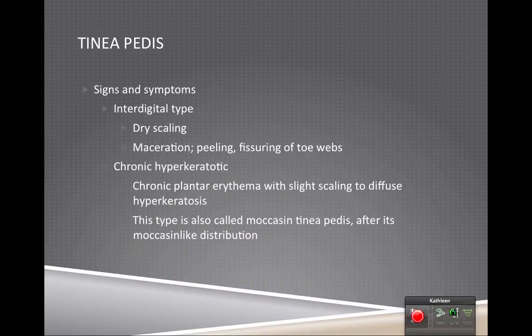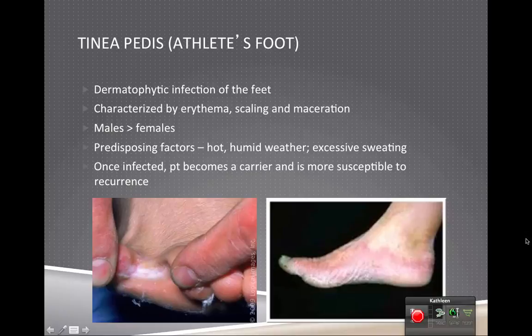Tinea pedis, again, is intradigital type, dry scaling, peeling, fissuring of the toe webs. You can get chronic hyperkeratotic hypertrophy of the skin. You can get chronic plantar erythema with slight scaling to diffuse hyperkeratosis. This type is also called moccasin tinea pedis after its moccasin-like distribution, which is this example of that.